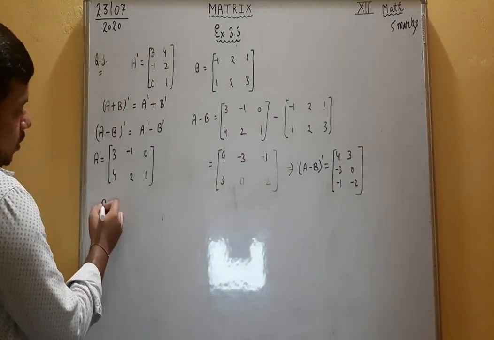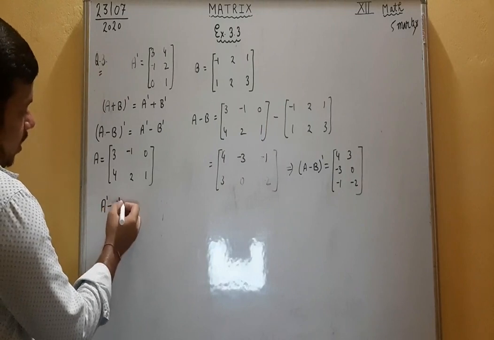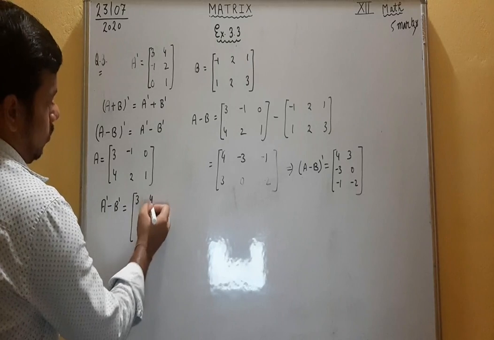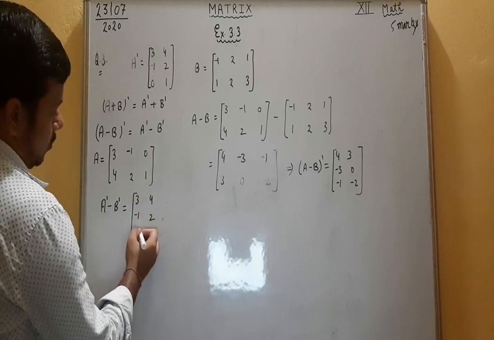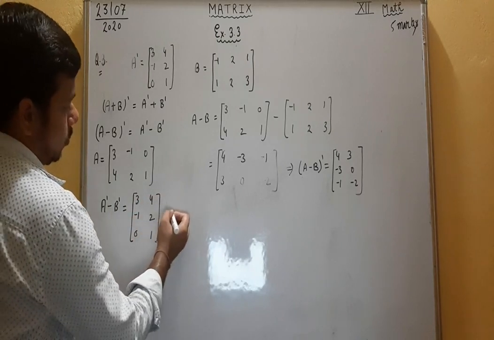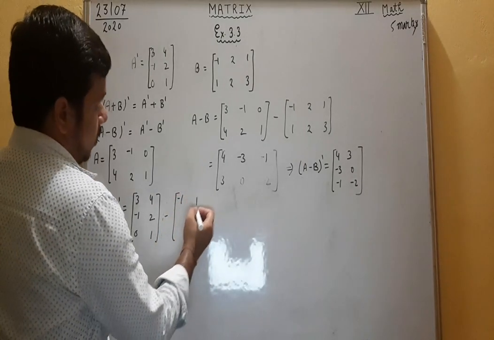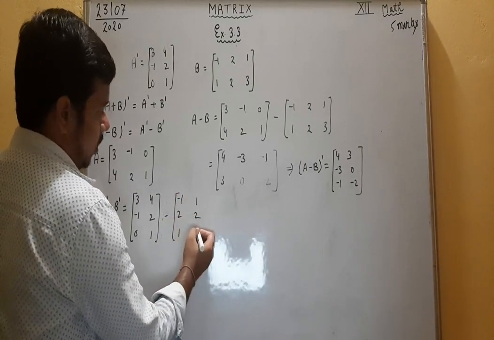Now let us calculate the RHS, A dash minus B dash. A dash is what? 3, 4, minus 1, 2, 0, 1. Take the transpose of B: minus 1, 1, 2, 2, 1, 3.